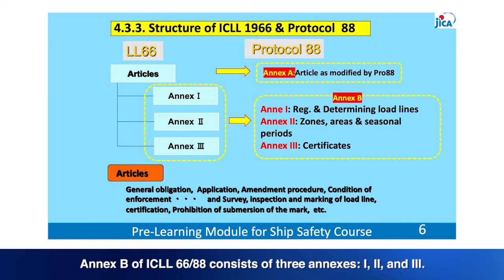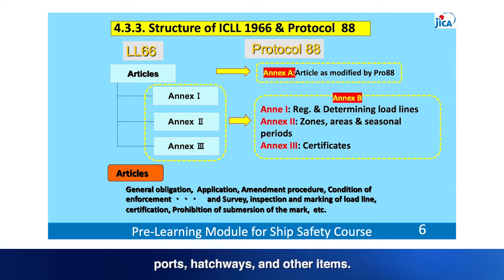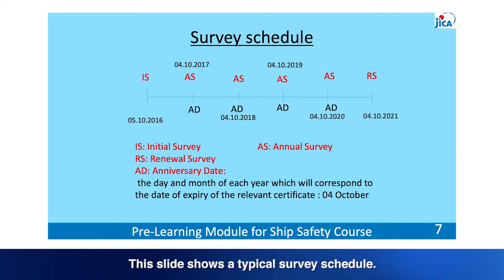Annex B of ICLL 66/88 consists of 3 annexes: 1, 2, and 3. The regulations in Annex B cover the potential hazards posed by different zones and different seasons. The technical annexes include several additional safety measures for doors, ports, hatchways, and other items. Ships intended for the carriage of timber deck cargo are allowed a smaller freeboard, as the deck cargo provides protection against waves. This slide shows a typical survey schedule. A ship shall be subjected to the survey specified below.